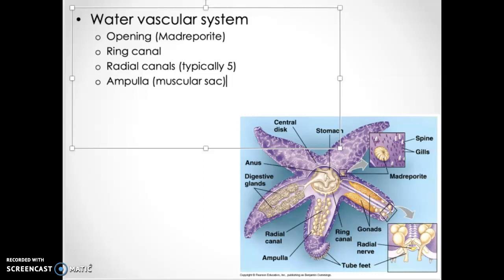These are little muscular sacs. Think about the bulb on a pipette or an eyedropper, that squeezy thing that you squeeze to suck water in and squeeze to spit water out. That's kind of what the ampulla are. And then extending from the ampulla will be things called tube feet.